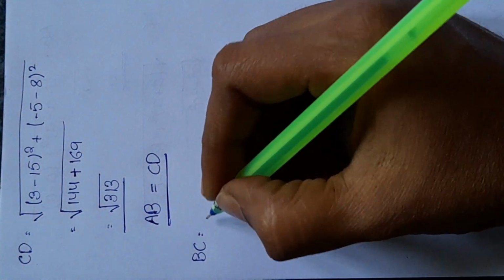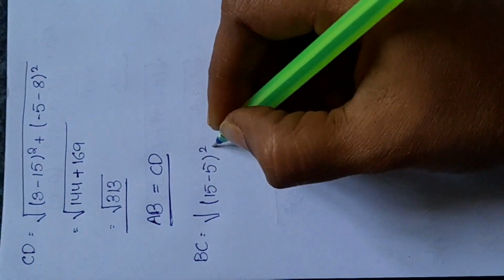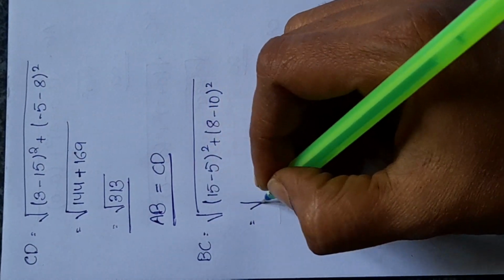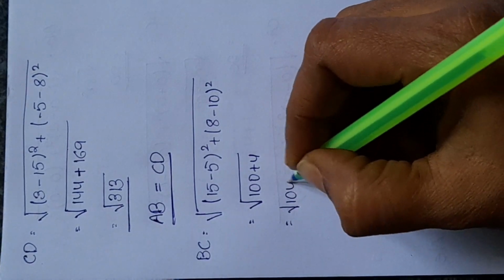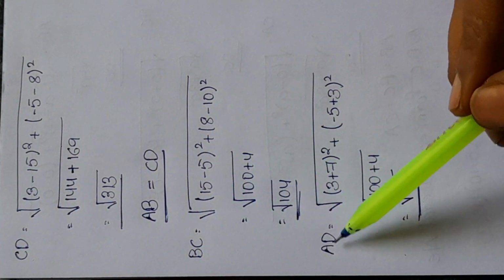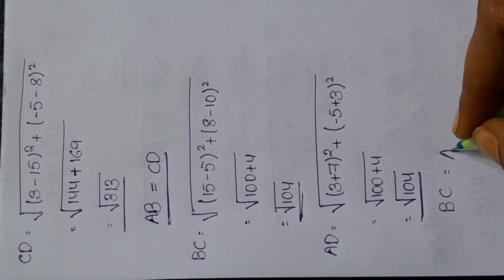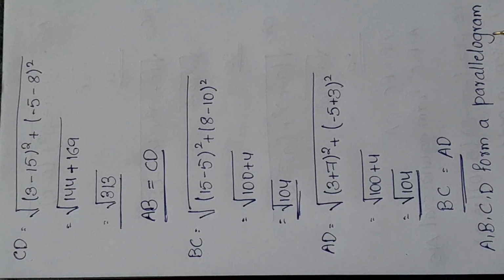Here the opposite sides are equal. Now let us find the distance between the points B and C. That is root of (15 minus 5) whole square plus (8 minus 10) whole square, which is equal to root of 100 plus 4, that is root of 104. BC value is root 104 and AD value is also root 104. BC is equal to AD. Here also the opposite sides are equal. So the points A, B, C, D form a parallelogram.